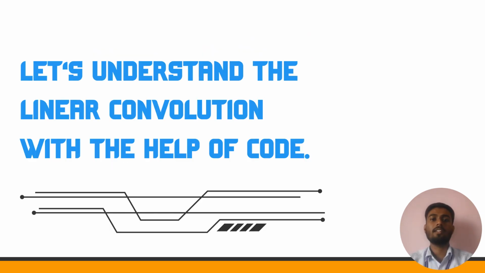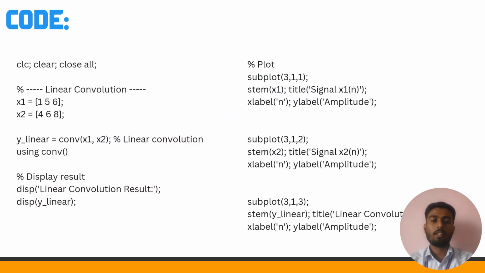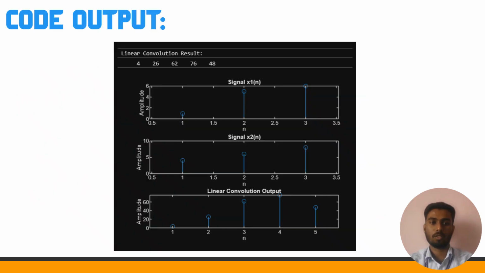Let's understand linear convolution with the help of MATLAB code. Here is the MATLAB code for linear convolution. We use the built-in conv function to combine two signals x1 and x2. The program also plots the input signals and their convolution output. This gives a clear understanding of how linear convolution extends the signal length and shows the complete system response.